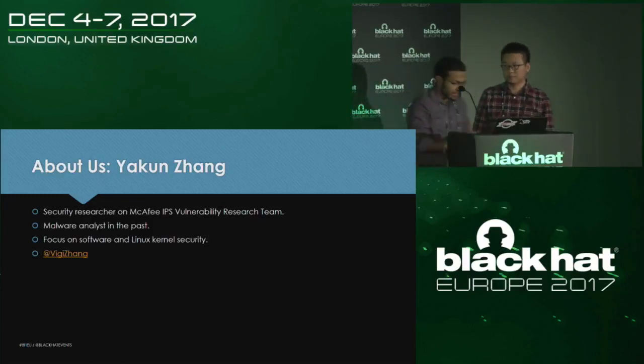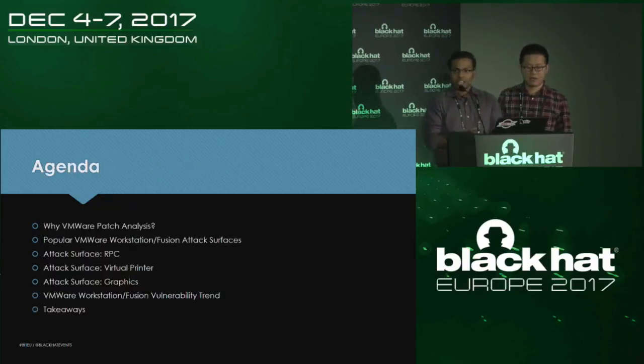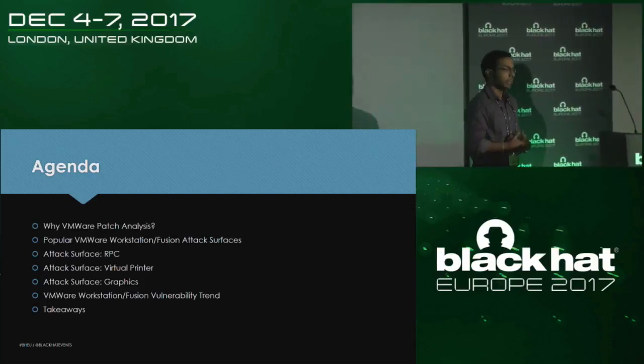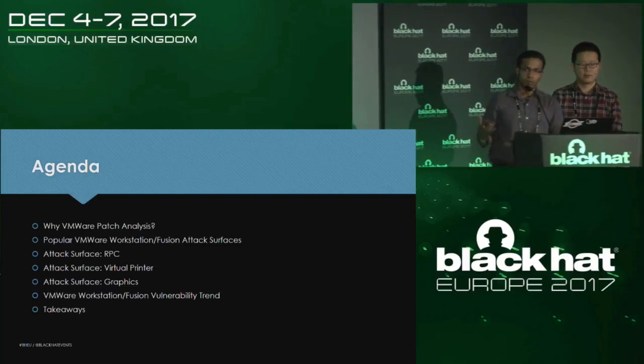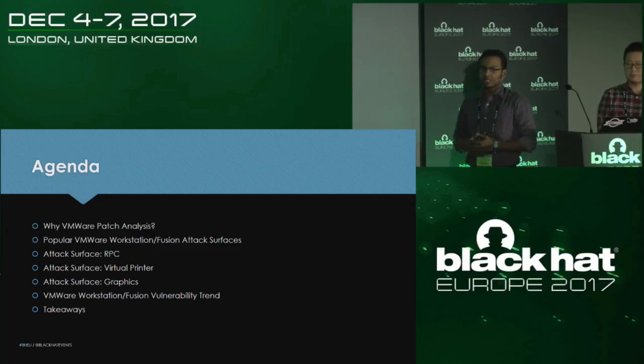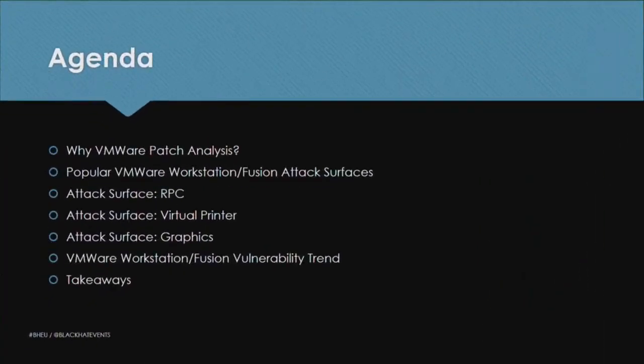So this is the agenda of our talk today. We'll quickly start with why we started this research, and what the motivation was behind the VMware patch analysis that we have been doing for the past one year. After that, we are going to jump into the most popular attack surfaces that have been targeted by vulnerability researchers to perform guest-to-host escapes. In today's talk, we are going to cover three attack surfaces. The first one is the RPC. The second one is the virtual printer attack surface. And after that, we are going to move to the graphics components of VMware. We'll finish our talk with the vulnerability trend analysis of VMware that we have seen and that we may see in the near future.